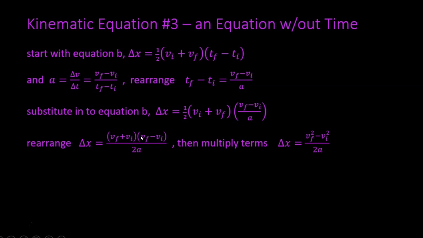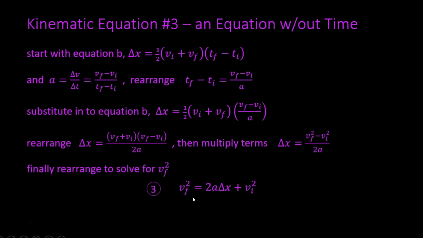Then I want to multiply these terms in the numerator. So these are the two factors of a polynomial. And when I do this multiplication, I wind up with v sub f squared minus v sub i squared. So that's the final velocity squared minus the initial velocity squared divided by 2a. Now I'm going to do one more rearrangement to solve this for the final velocity squared. And so when we rearrange that, we're left with the final velocity squared is equal to 2 times the acceleration times the displacement plus the initial velocity squared. And this gives us kinematic equation number 3.